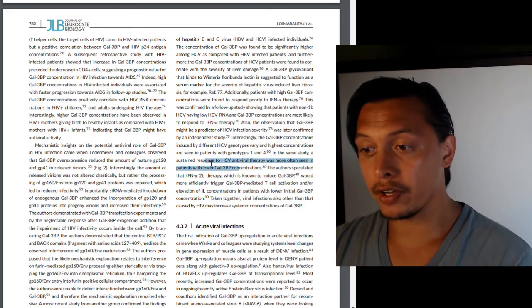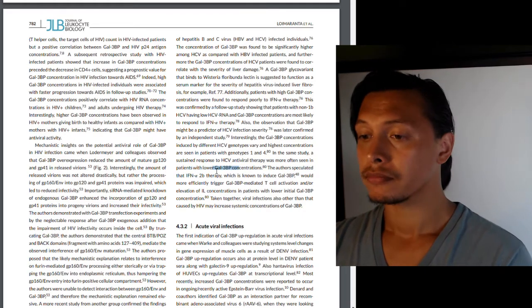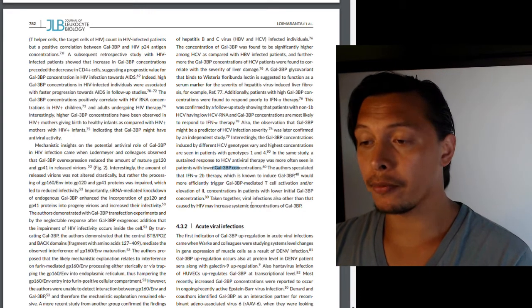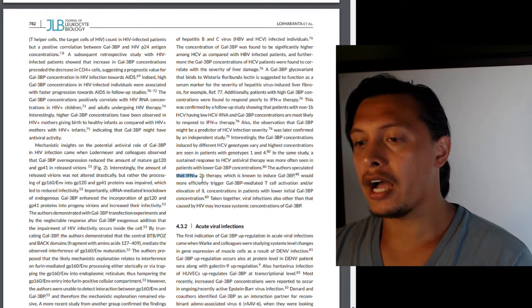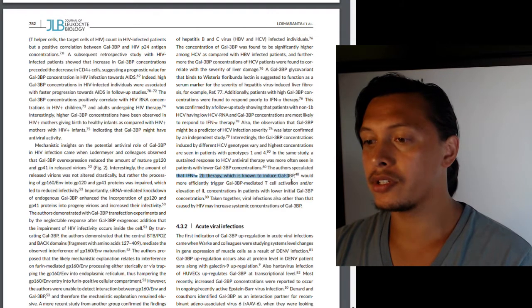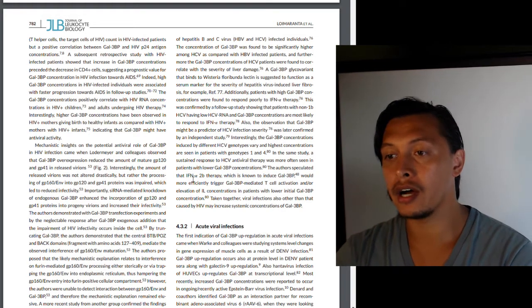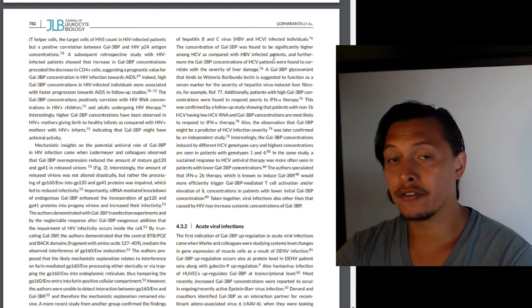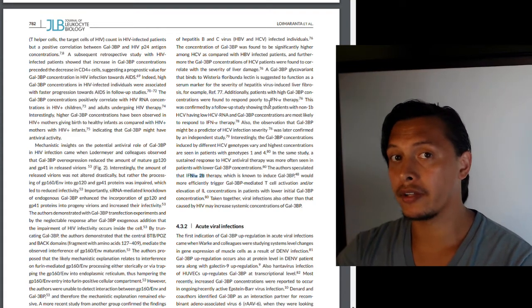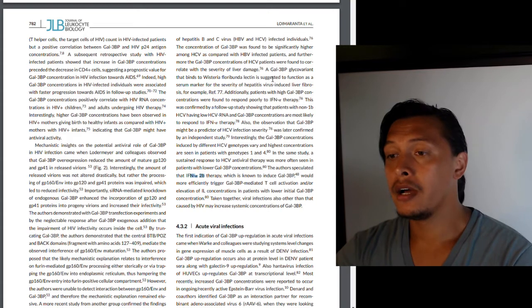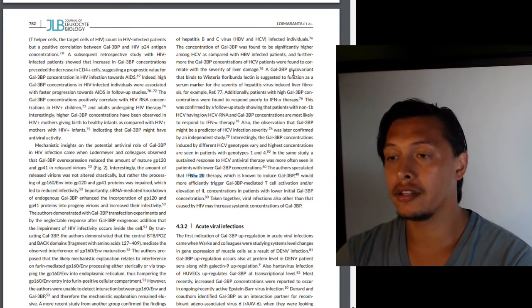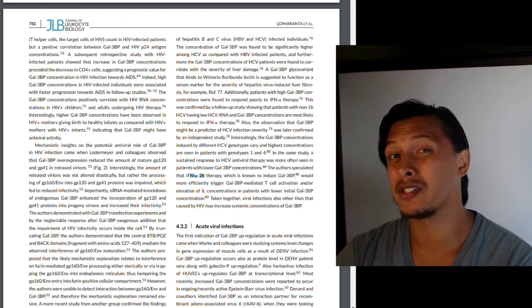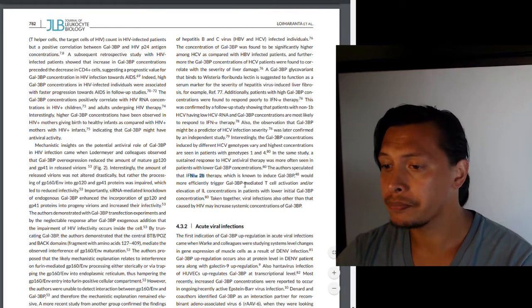Oh, so they're saying if you have low Gal3 binding protein, you responded better to therapy. The authors speculated that INF alpha 2b therapy, which is known to induce Gal3BP, so yeah, that was right. The interferon alpha normally upregulates Galectin-3 binding protein. But if you already have that Galectin-3 binding protein expressed as high as it can, then interferon alpha probably isn't going to be helping you that much more.